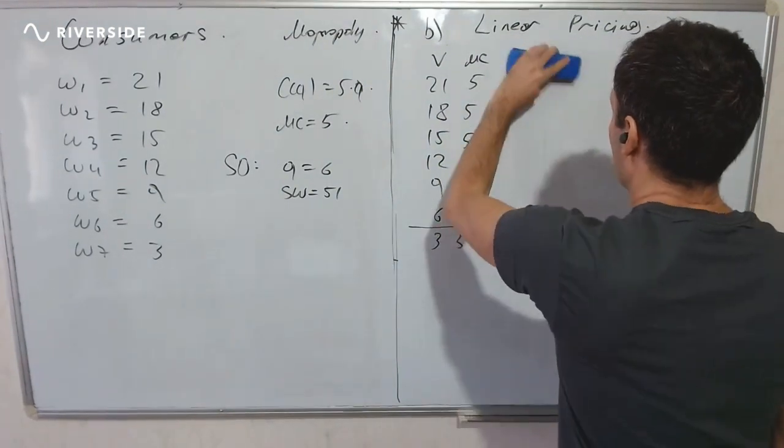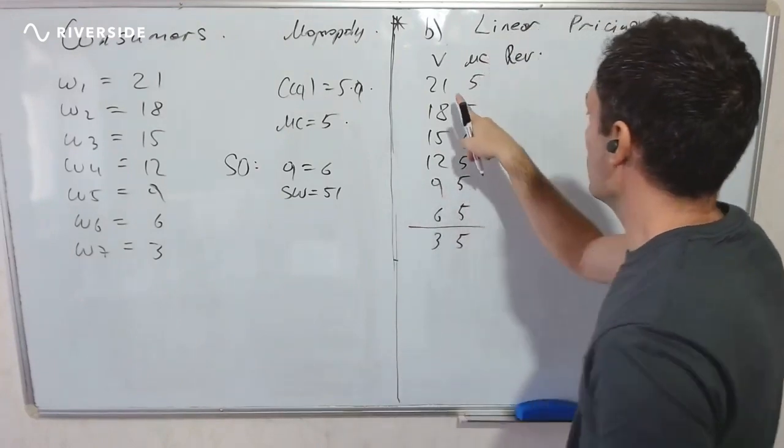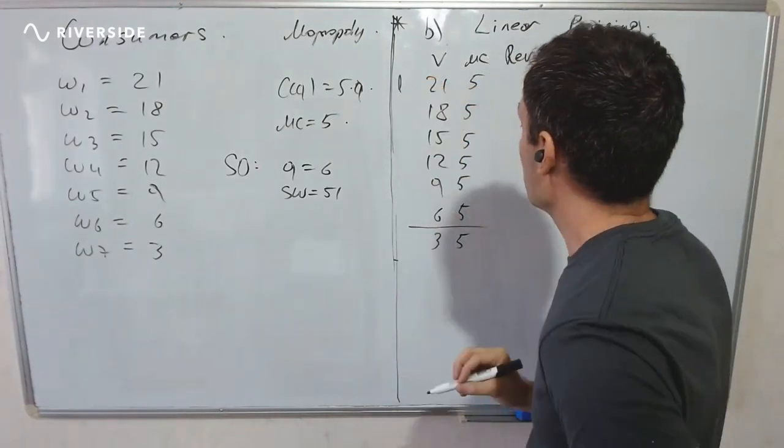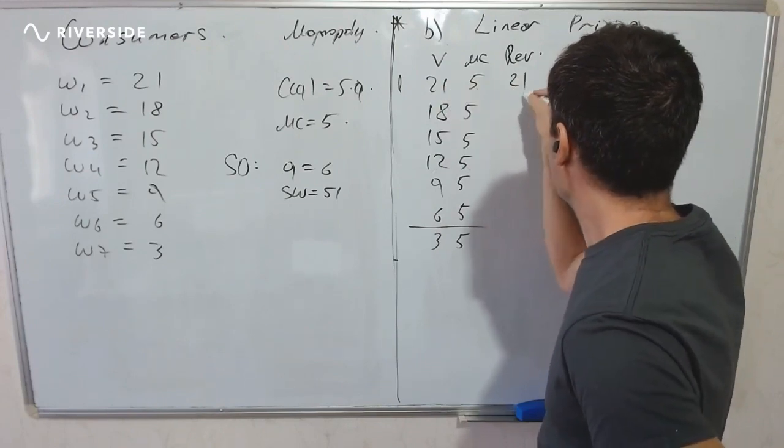So let's calculate revenue and then marginal revenue. Our revenue for each case: if the monopolist only sells one car, its revenue will be 21.